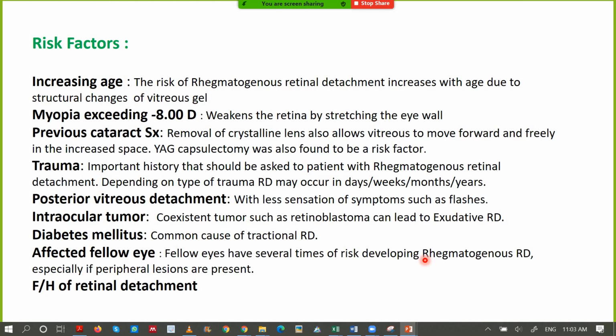Okay, so that is the reason why it has to be considered during a cataract surgery. Okay, and majorly, YAG capsulotomy is found to be a major risk factor for retinal detachment again.